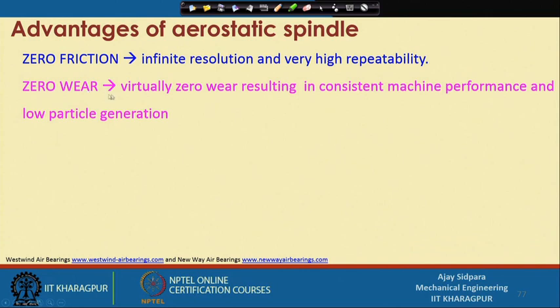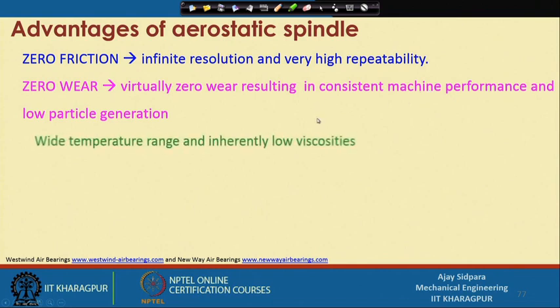Zero wear is a very big advantage, virtually zero wear resulting in consistent machine performance and low particle generation. Because whenever there is a physical contact, you always get wear of one of the surfaces, which is small or very soft compared to the other surface, and those particles will further accelerate the wear of the surfaces, and then you are getting inconsistent machine performance. But virtually zero wear is present here, so you are not getting a variation in the machine performance, and that is the advantage.